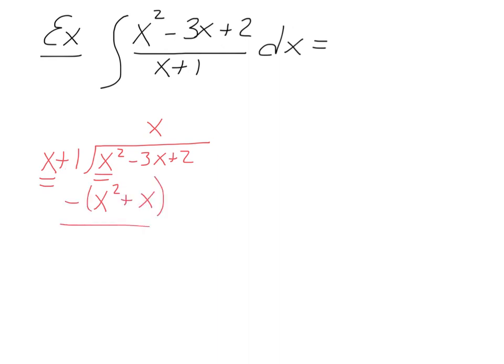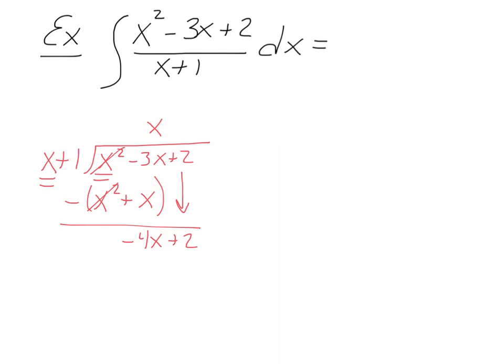And we subtract straight down. So x squared minus x squared cancels. Negative 3x minus x gives me a minus 4x, because remember, we're subtracting down. Okay? And we carry the plus 2 down. And we play this game again.